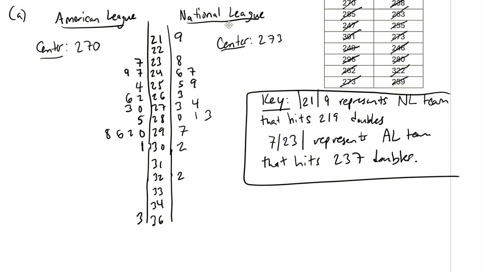Actually, I'm going to double check numbers here. Let me double check to make sure I got the right center for American League. Okay, so let me double check that one more time. Oh, that's why, because I crossed out the six. So it should be this. That's why. Okay. So sorry, I crossed out the top one first. I should have gone from right to left. So the middle here is 273. Sorry about that. So they both have the typical same center here.